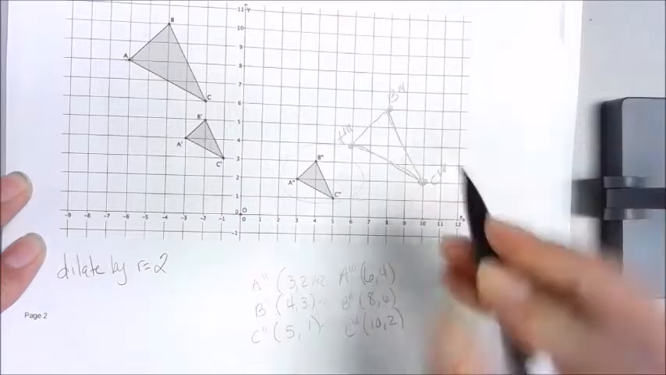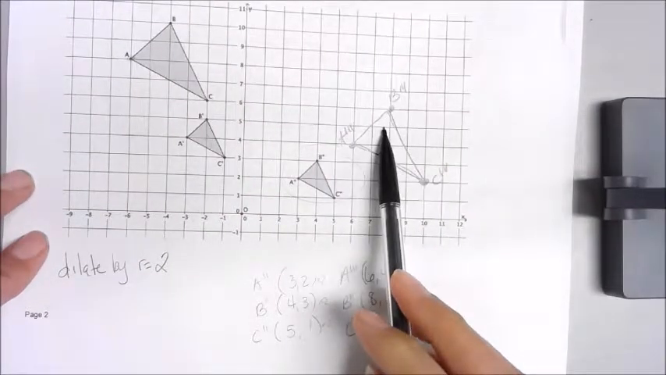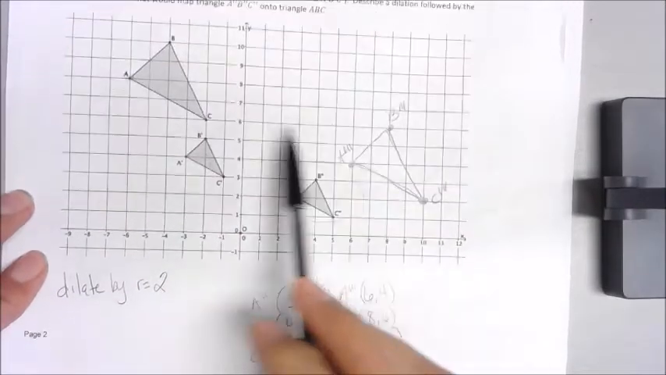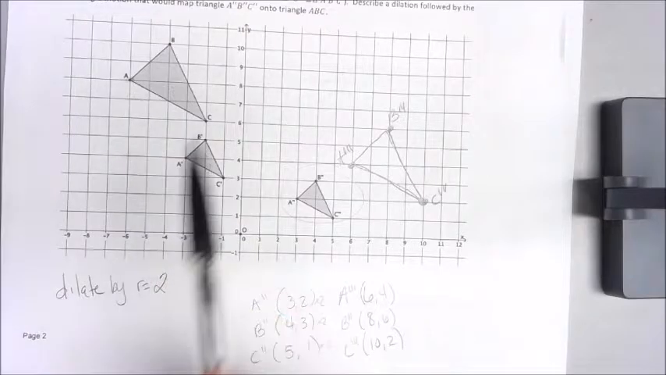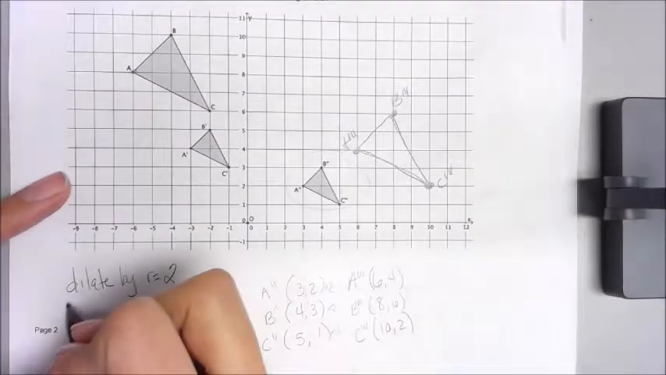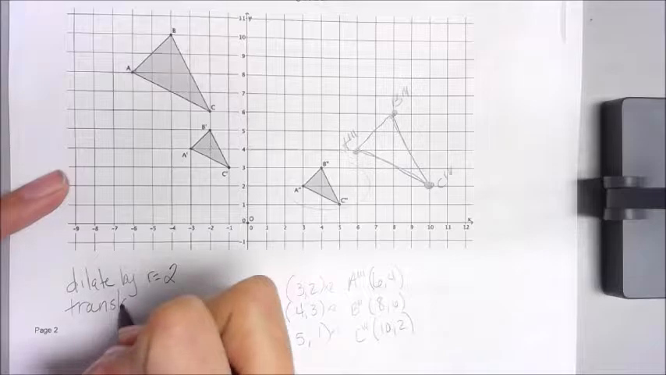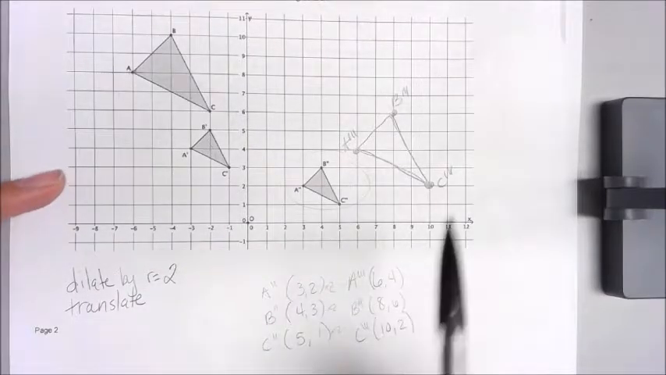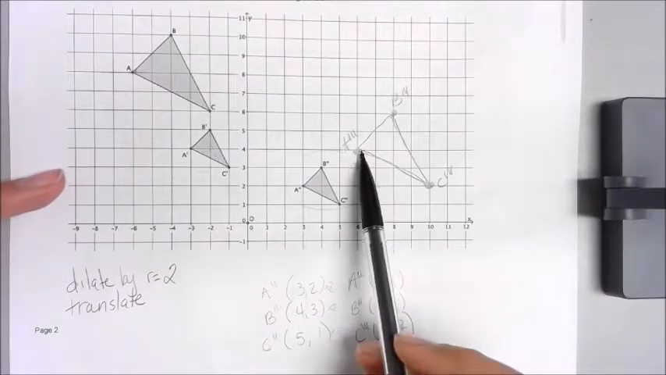And now I have to figure out how am I going to move this, now that it's the same size, back over here. Before I can decide if I need to rotate or reflect, first I just need to get them lined up. So I know I'm going to need to translate. And again, you just pick one point and match it up. So you can do B this time.